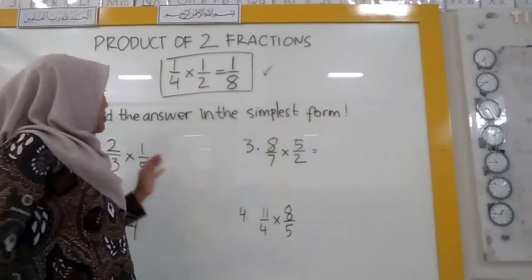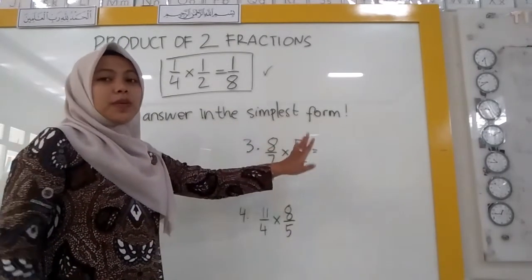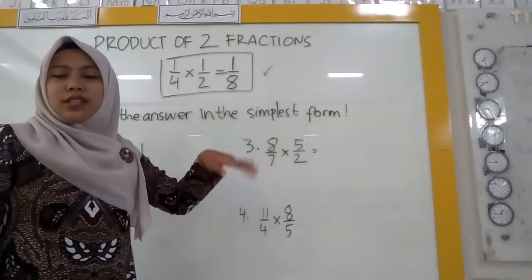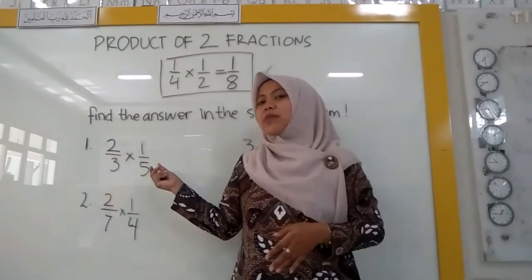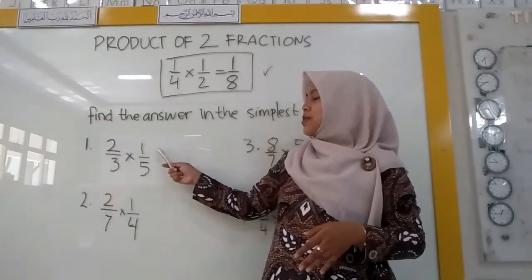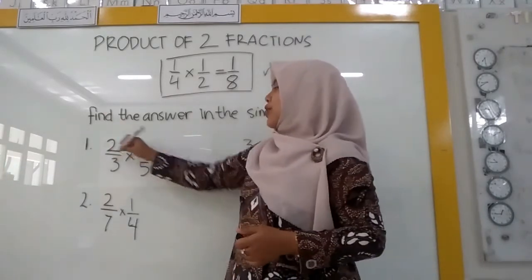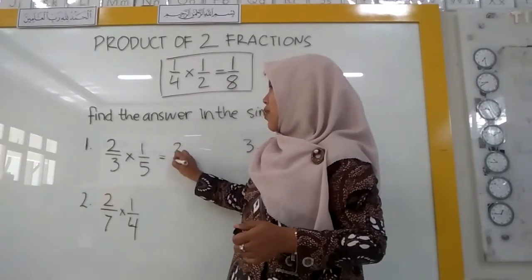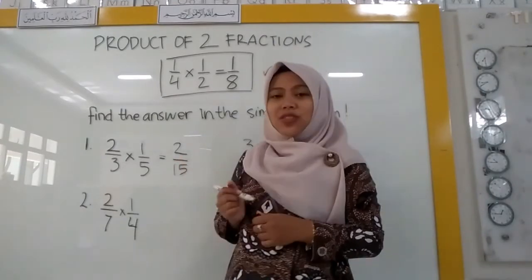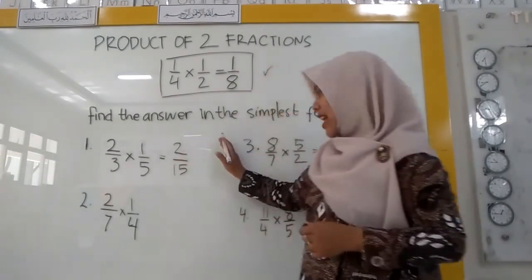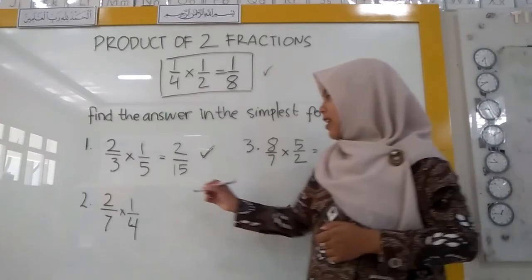Okay, here is the practice. Find the answer in the simplest form. So besides finding the answer, you also need to change it into the simplest form. Here are the questions. Question number 1: 2/3 times 1/5. So we need to multiply the numerators. We get 2 times 1 is 2 over 3 times 5 is 15. Can we make it to the simplest form? Oh, it's already the simplest. Then, okay, now this one.